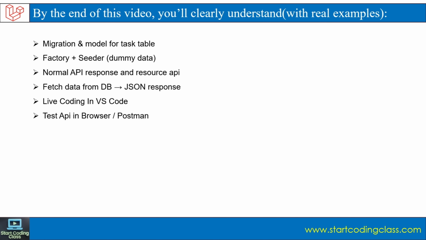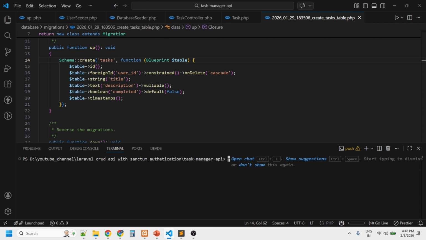There are two types of API: normal GET API and resource API. Then we are going to fetch the data from the DB and return it as a JSON response, and all these things we will write live in VS Code. In the last, we will check this GET API in the browser and in Postman also. Now let's implement this practically. Let's go to VS Code and create a seeder and a factory for the task table.